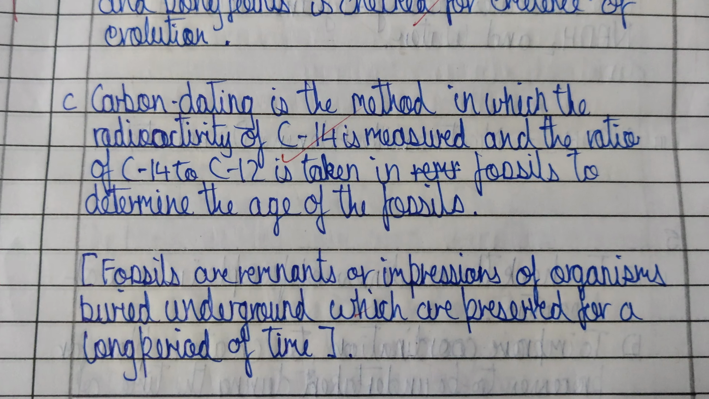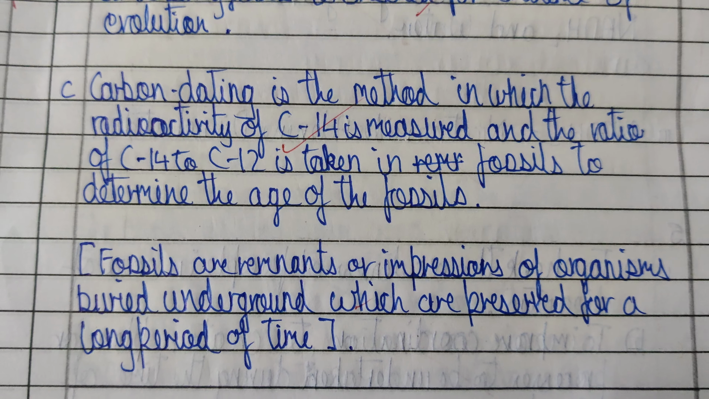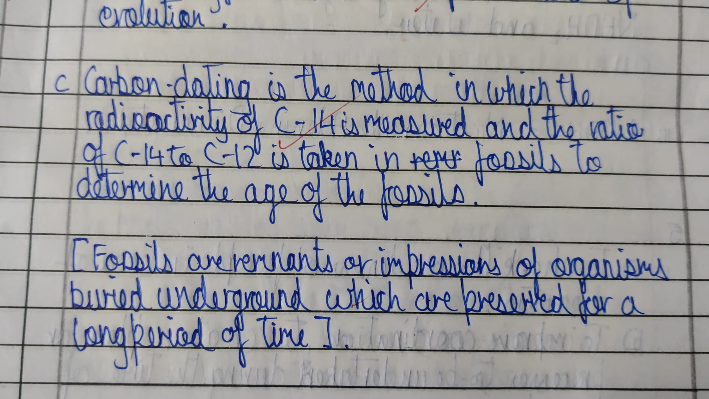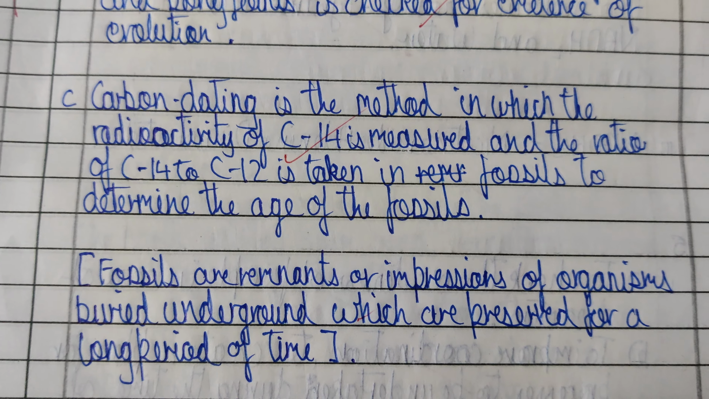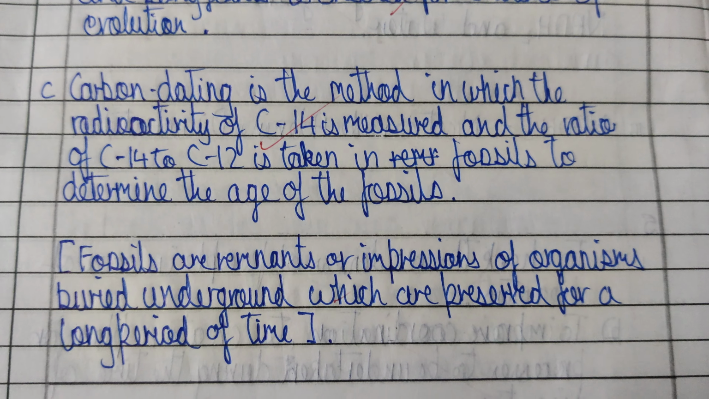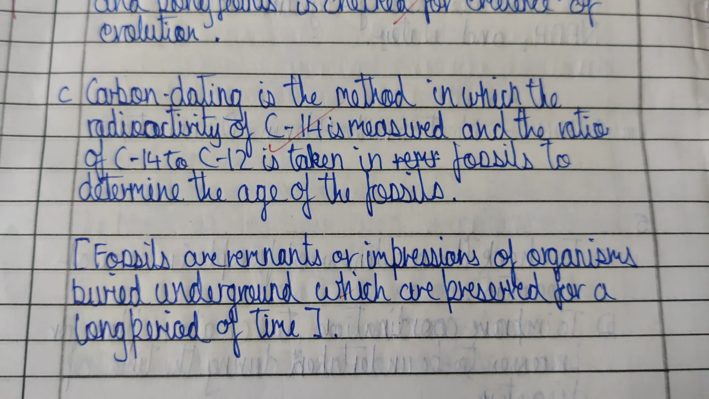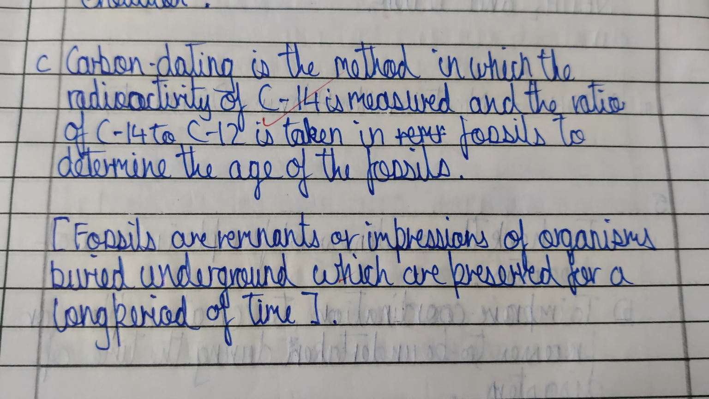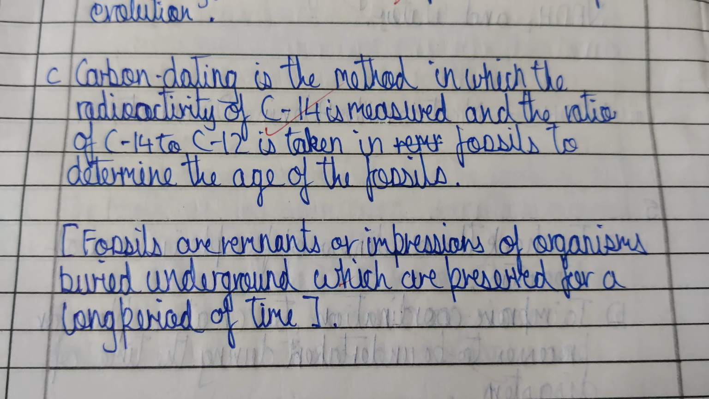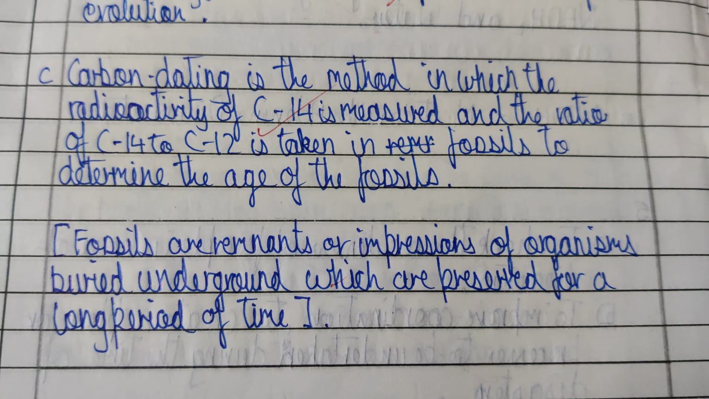Carbon dating is the method in which the radioactivity of C14 is measured and the ratio of C14 to C12 is taken in fossils to determine the age of fossils. Fossils are remnants or impressions of organisms buried underground which are preserved for a long period of time.